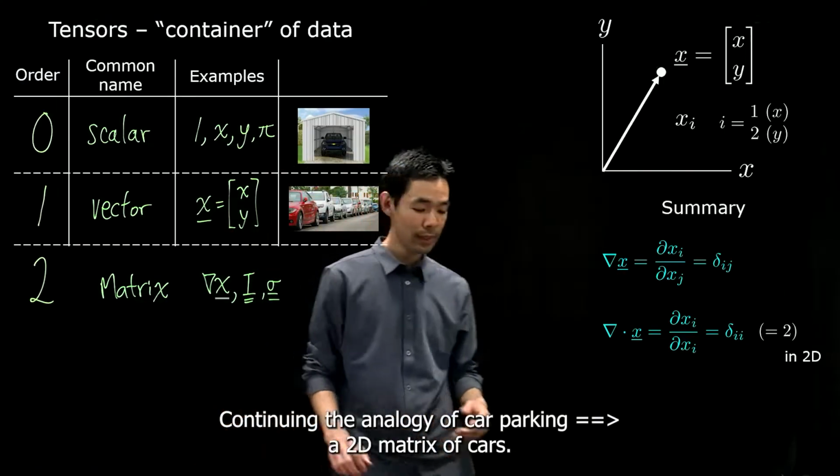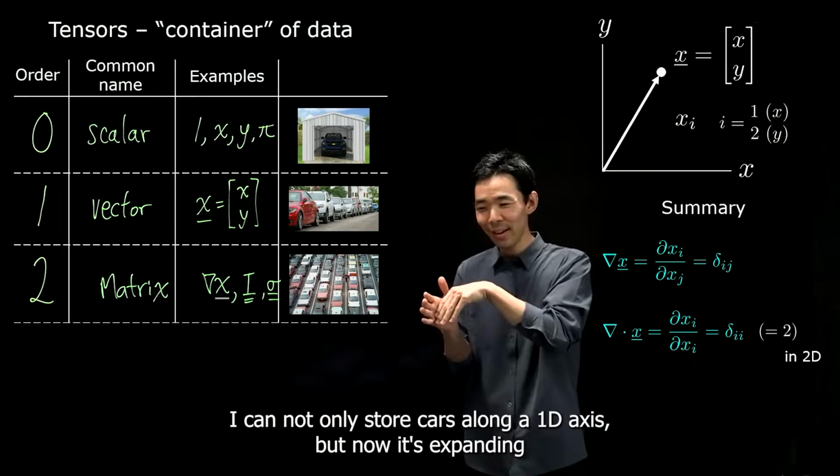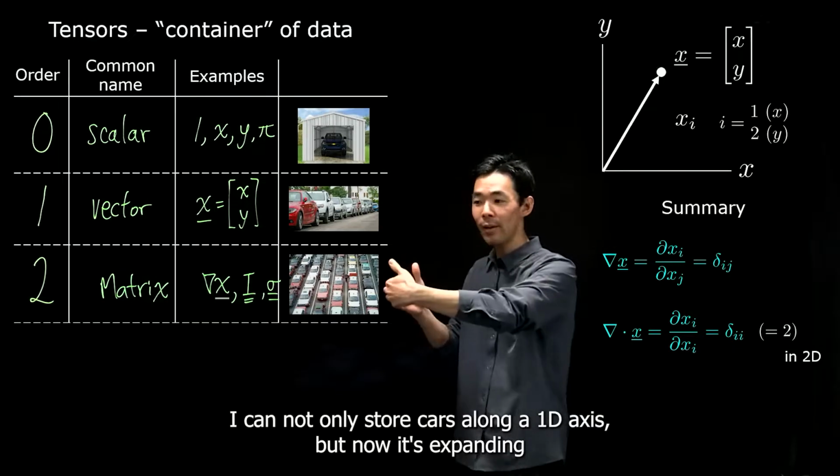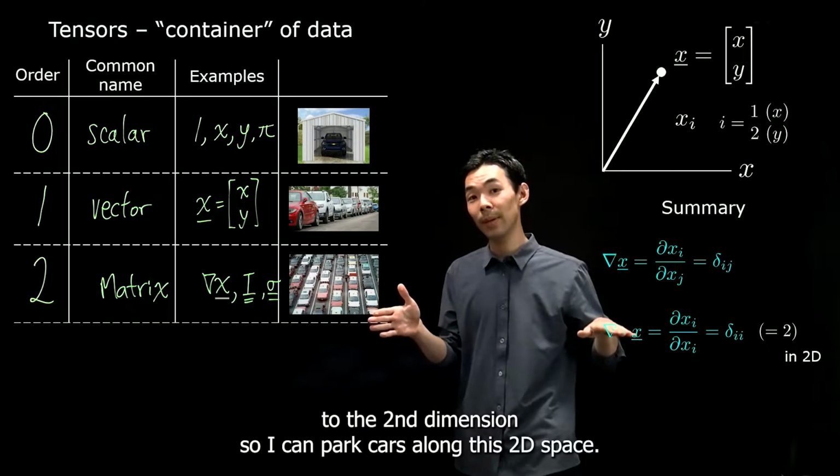Okay? So continuing this analogy of car parking, this would be like a matrix of cars. So now I can not only store cars along a 1D axis, but now it's expanded into the second dimension. So I can park cars along this 2-dimensional space.